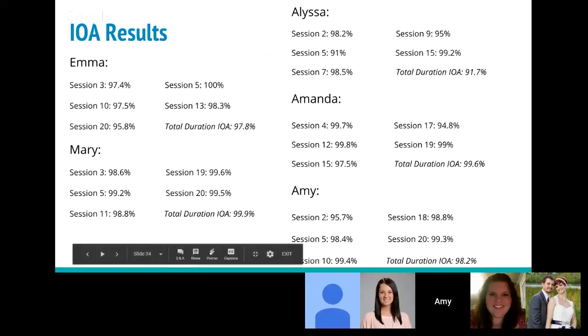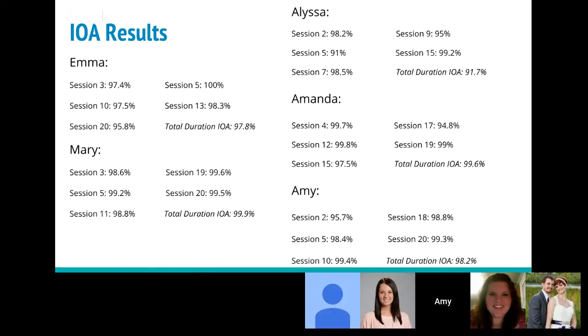My total duration IOA ended up being a little bit lower, 91.7%. My highest was 99.2.